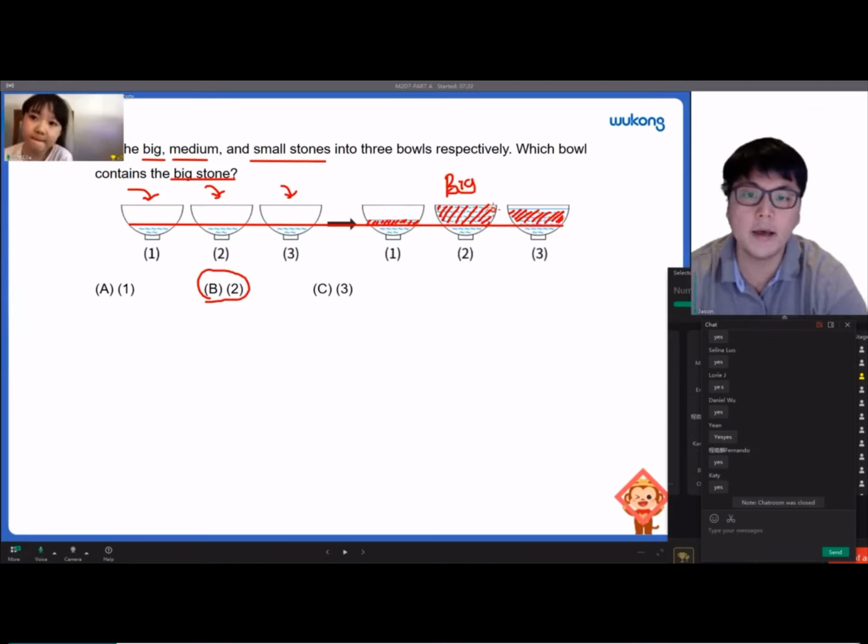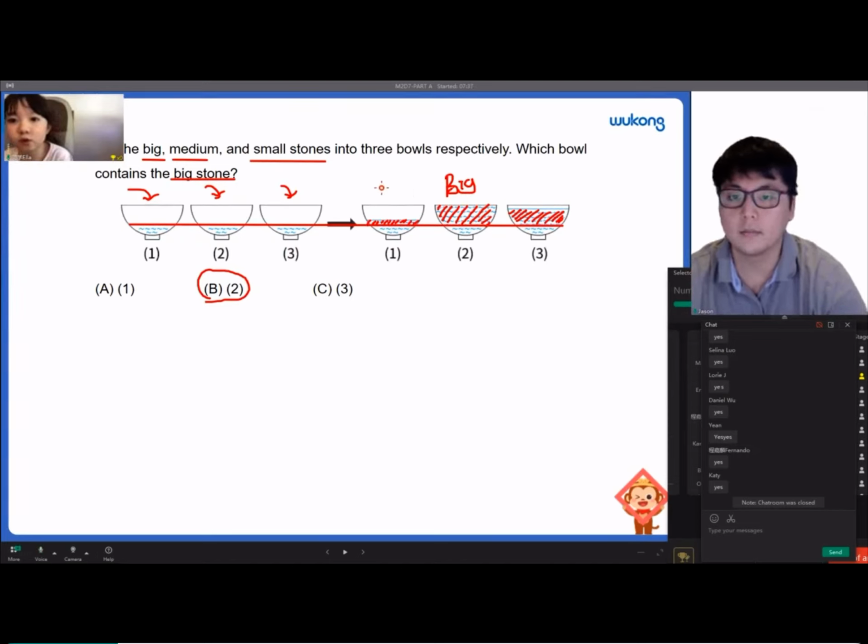Very good. What about the small stone? The small stone is number 1. Very good. So you must have put the small stone inside number 1. What about the medium stone?